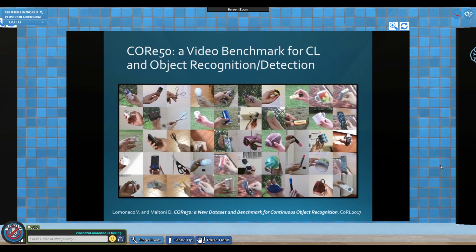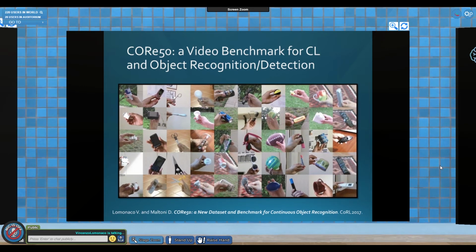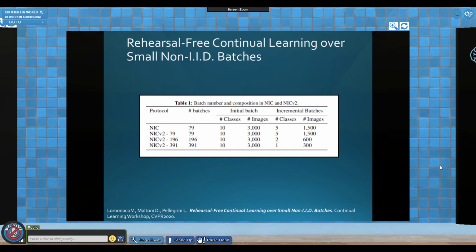All right, so I'm now moving to slide 24, and in this slide you can see that we have defined four protocols in this case, but even more. I mean, we have even more protocols on top of this data. But for this talk, I'm just going to talk about these new instances and classes, NIC version 2 protocols. Slide 24 shows the different protocols we define on top of CORe50. What they do is work in the scenario I was discussing before, but with a different number of incremental batches.